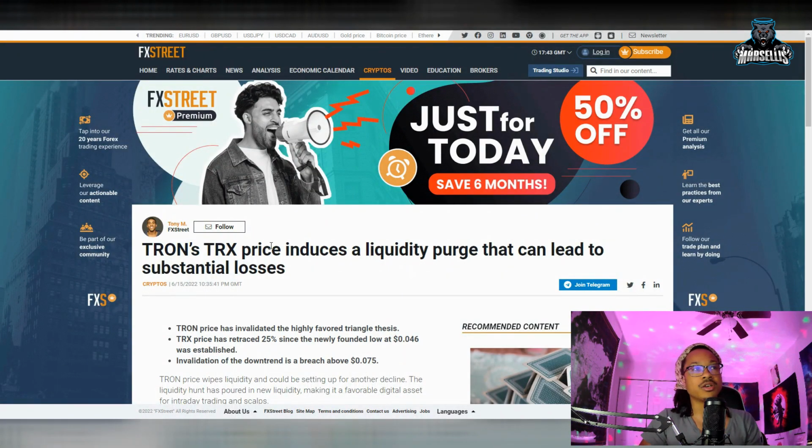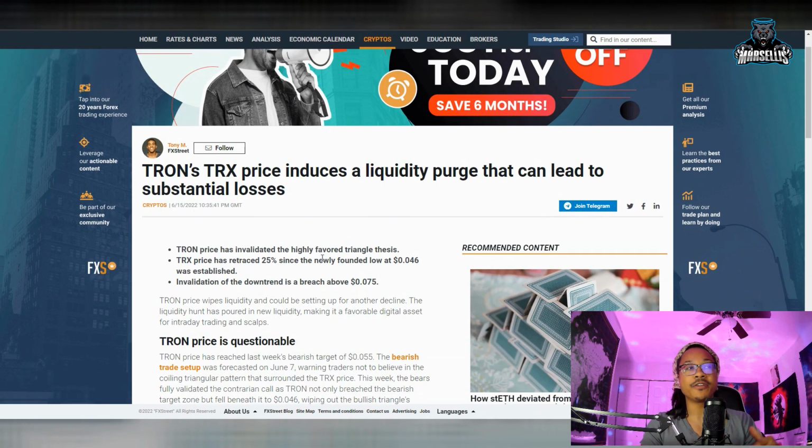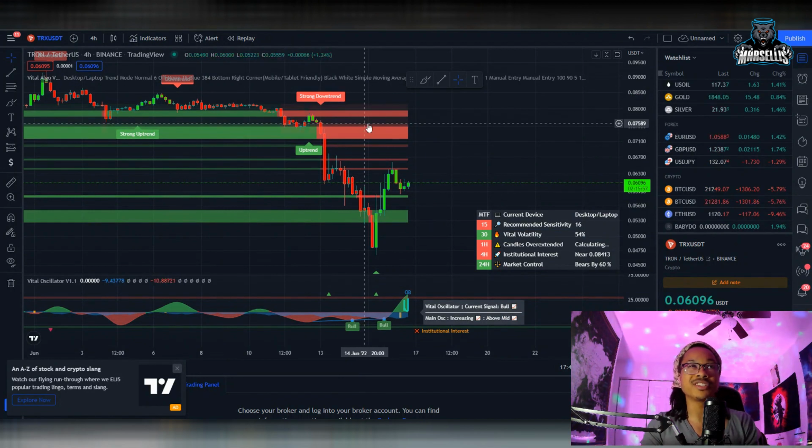So Tron's TRX price induces a liquidity purge that can lead to substantial losses. I've been seeing a lot of FUD, fear, uncertainty, and doubt around stuff like this. But hey, let's just read it. So Tron price has invalidated the highly favored triangle thesis. TRX price has retraced 25% since the newly founded low at 0.046 was established, and validation of the downtrend is a breach above 0.075. And that's exactly what we're talking about inside of this previous technical.